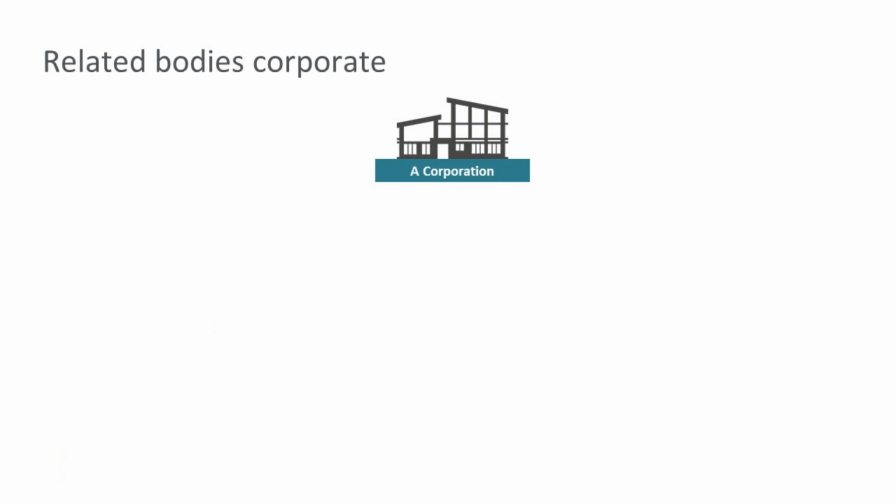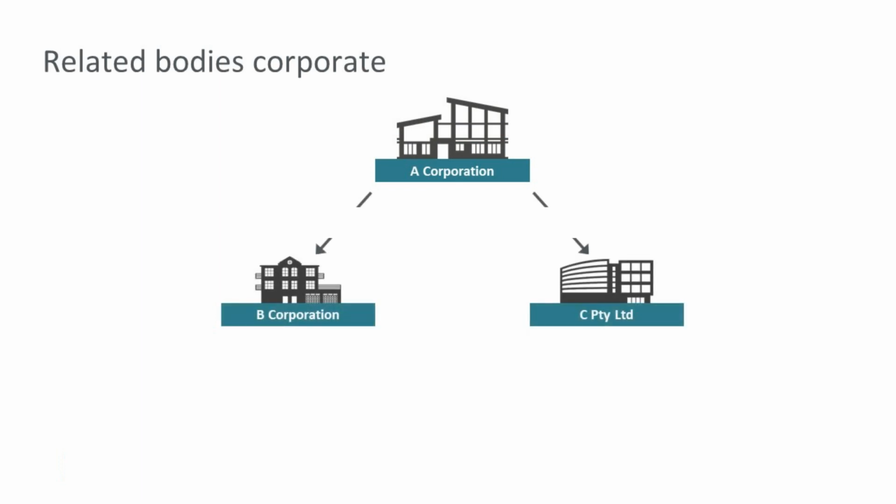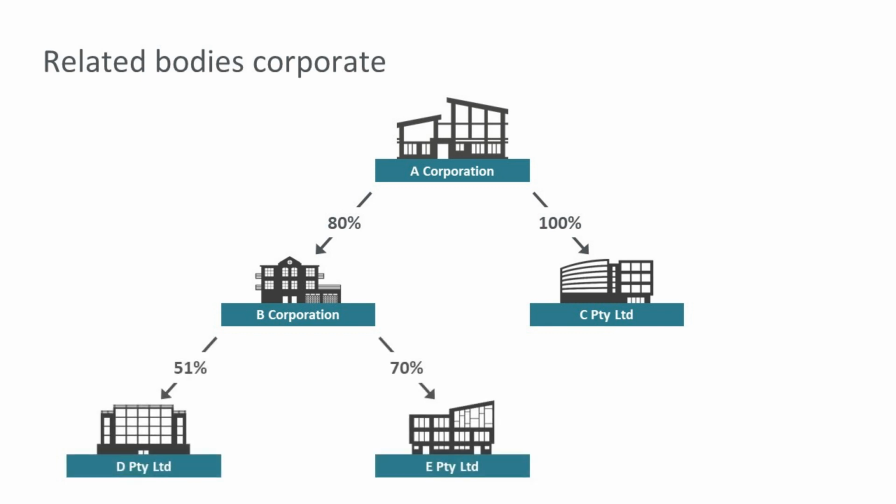Let's look at an example of related bodies corporate. In this example, A Corporation forms a group with both B Corporation and C Proprietary Limited because A has a controlling interest greater than 50% of both B and C. B, D, and E also form a group because B has a controlling interest of both D and E.